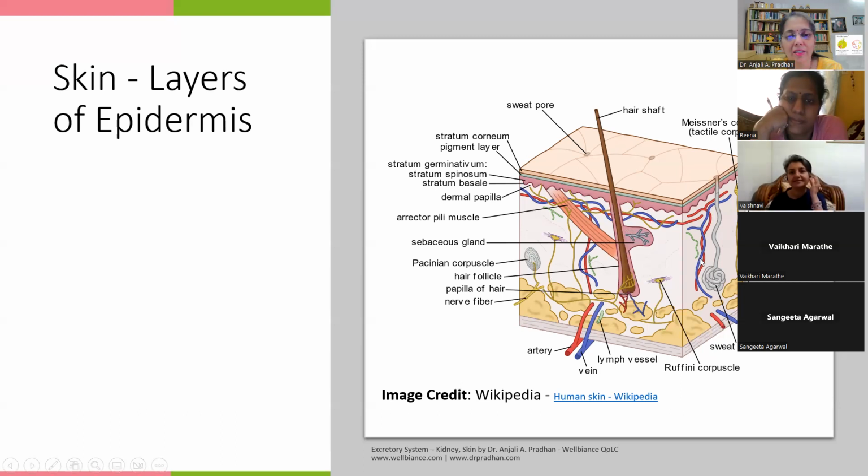Now another structure which is present in the dermis is sweat gland. This is sweat gland. Produces sweat and main function is production of the sweat and thermoregulation में भी वो काम आता है.